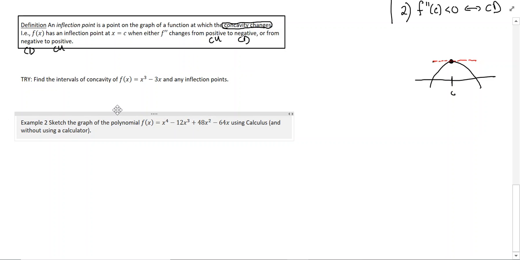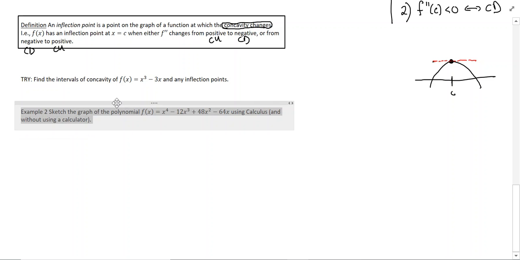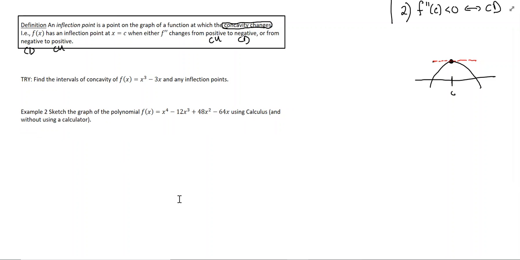Okay, so together we'll do example 2, which is a kind of complete example that's going to take us through a summary of the things we've done as we study the shape of a graph as it's determined by the derivatives of a function. The example says to sketch the graph of this fourth degree polynomial using calculus.